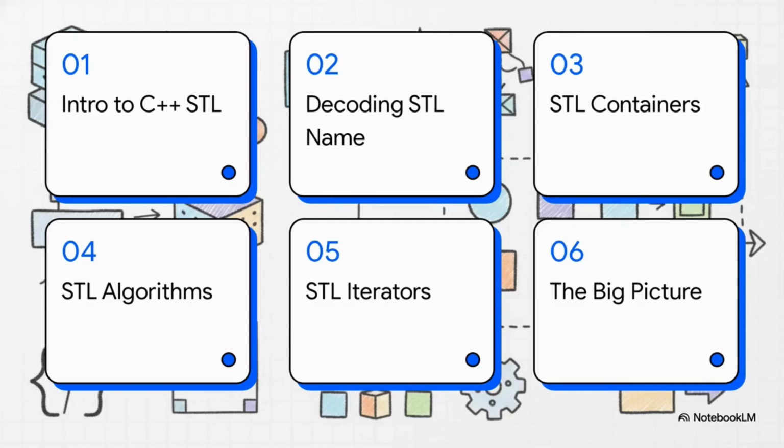Okay, here's our quick roadmap for today. First, an intro to the C++ STL. Second, decoding the STL name. Third, containers, your dynamic storage. Fourth, algorithms, which are your pre-built action tools. Fifth, iterators for navigating the data. And finally, number 6, we'll pull it all together into the big picture.